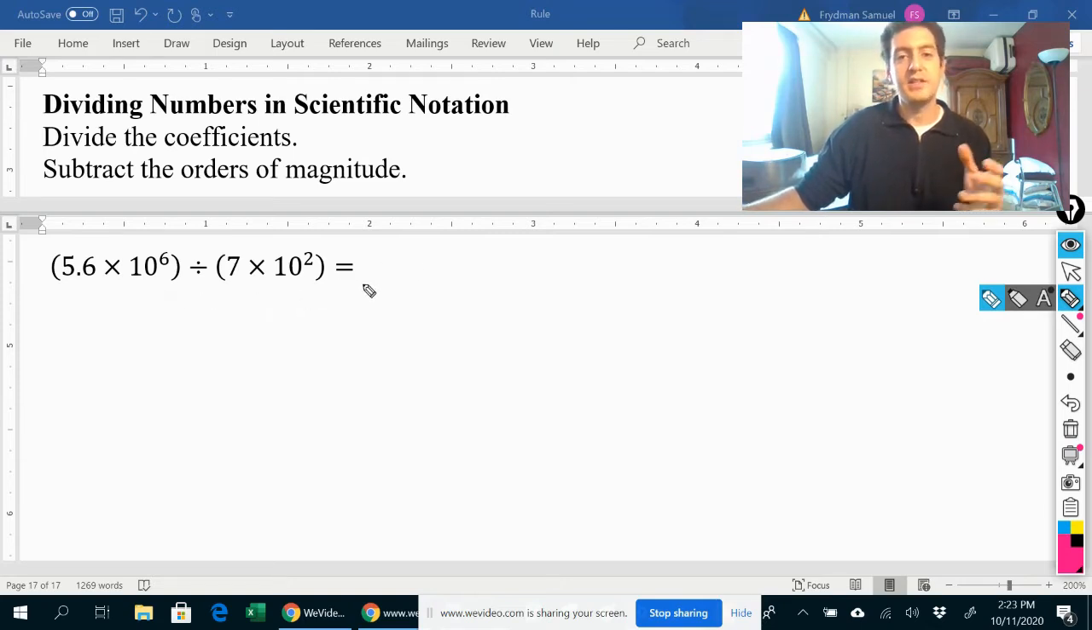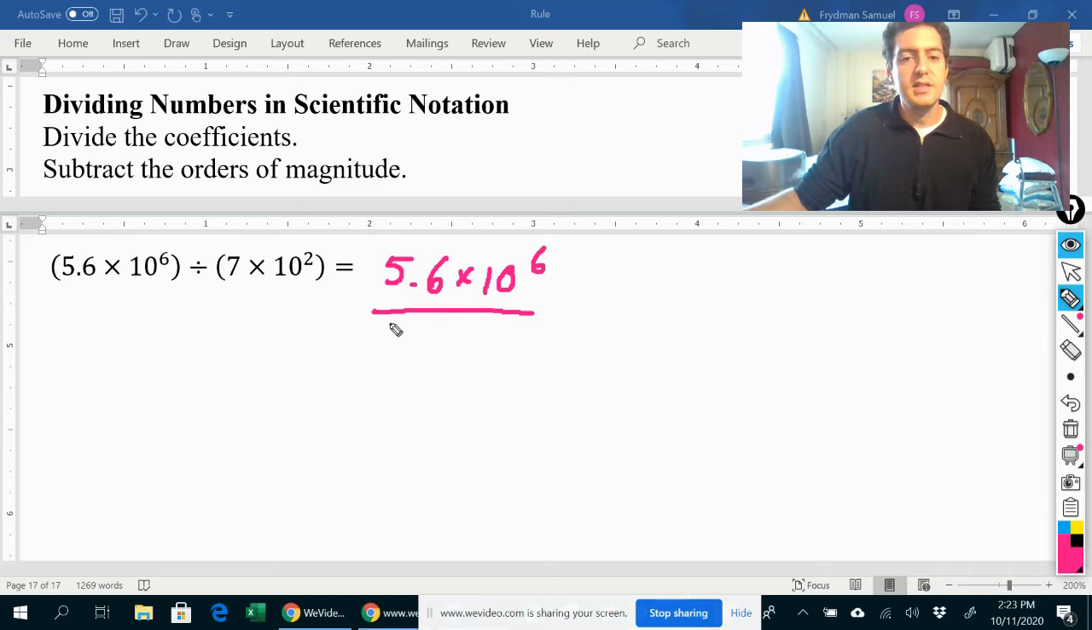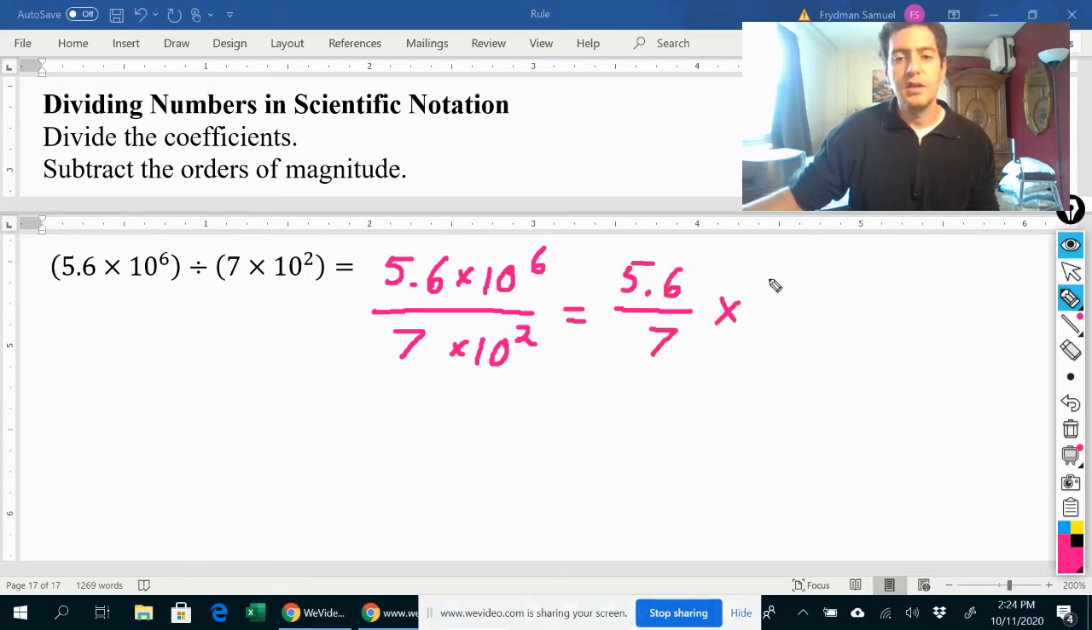Now let's write that as a fraction because, as you know, the fraction bar can also represent division. So we have 5.6 times 10 to the 6th in the numerator over 7 times 10 to the 2nd. I just rewrote this division as a fraction bar. So this is the same thing as 5.6 over 7 times 10 to the 6th power over 10 to the 2nd power. Why is that true?